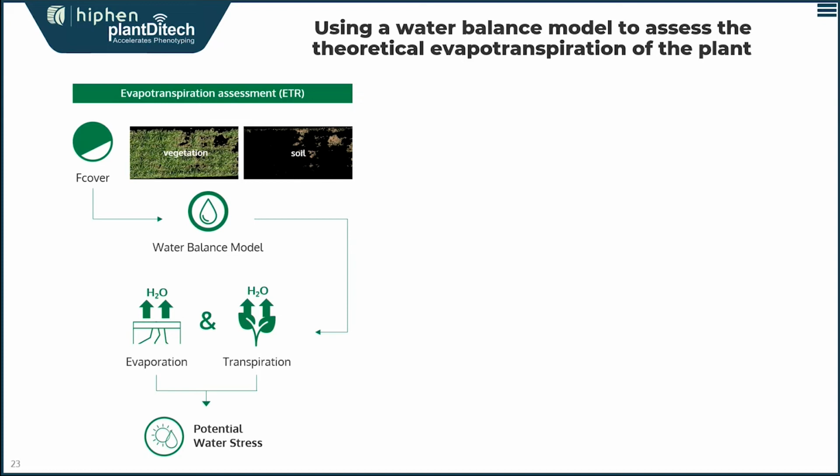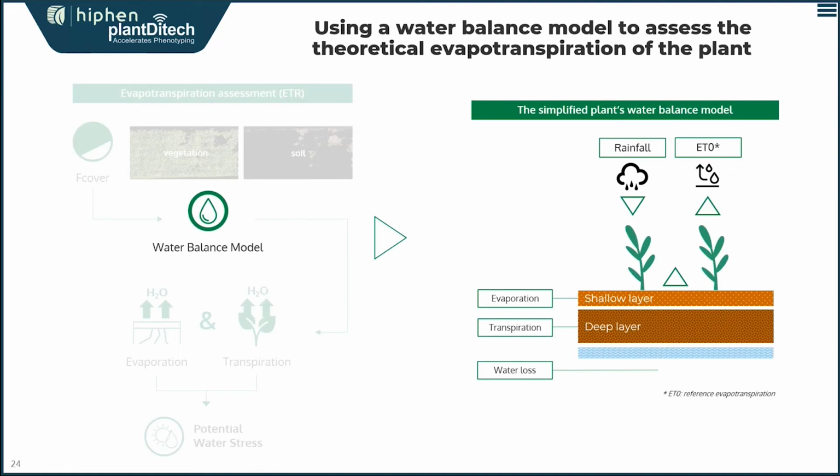Well, I think it's really about an evapotranspiration assessment. So basically, we're able to have an F cover, so a fraction of vegetation on your microplots. By combining it with a water balance model and some consideration about your water availability in the soil, evapotranspiration and transpiration processes, you're able to extract traits about water stress. So let's get a glimpse of this water balance model, how it works.